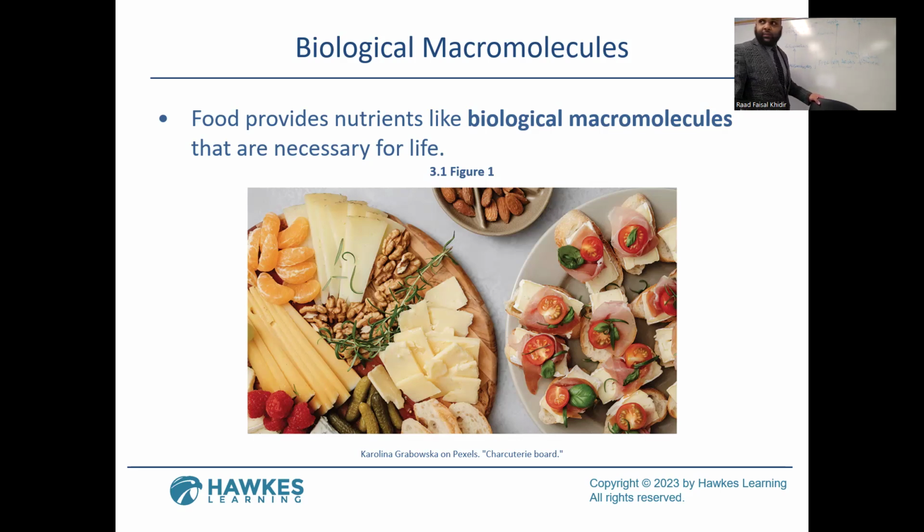Are we clear? Amino acids come together like building blocks to give me proteins. And lastly, we have nucleotides. Nucleotides come together in order to give me nucleic acids.